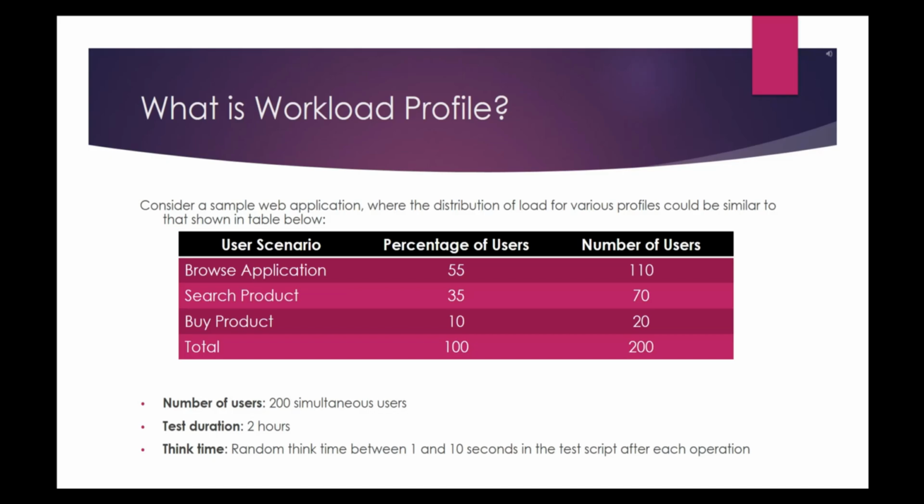Consider a sample web application where the distribution of load for various profiles could be similar to that shown in the below table. We have identified 3 different scenarios for performance testing. Some of the users would be browsing the application, some of them would be searching for a product, and the remaining users would be buying the product. The total number of users identified for this test is 200, and the test would be designed to run for 2 hours. A random think time between 1 to 10 seconds is given in the test script after each operation.